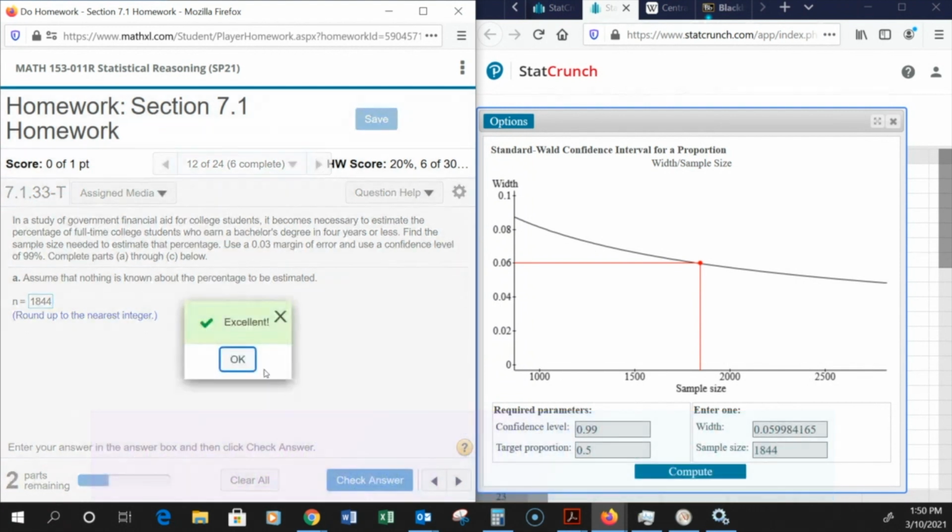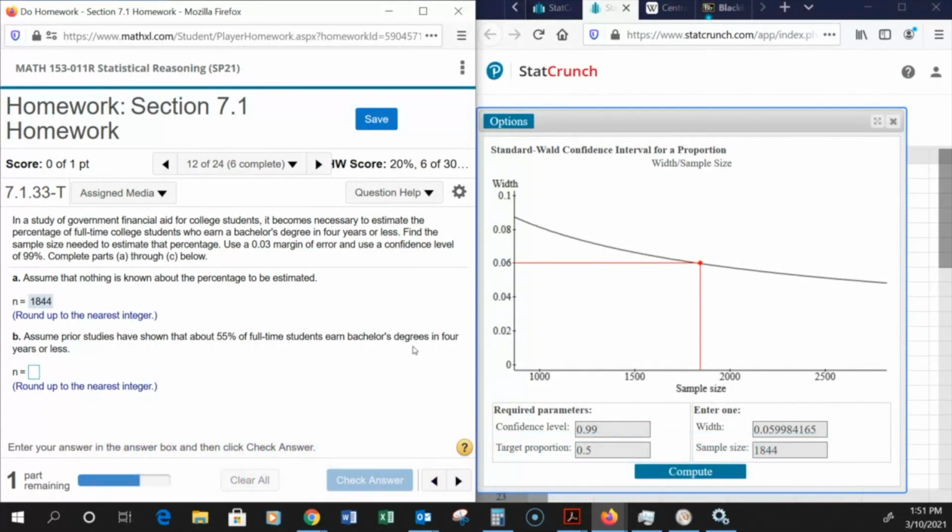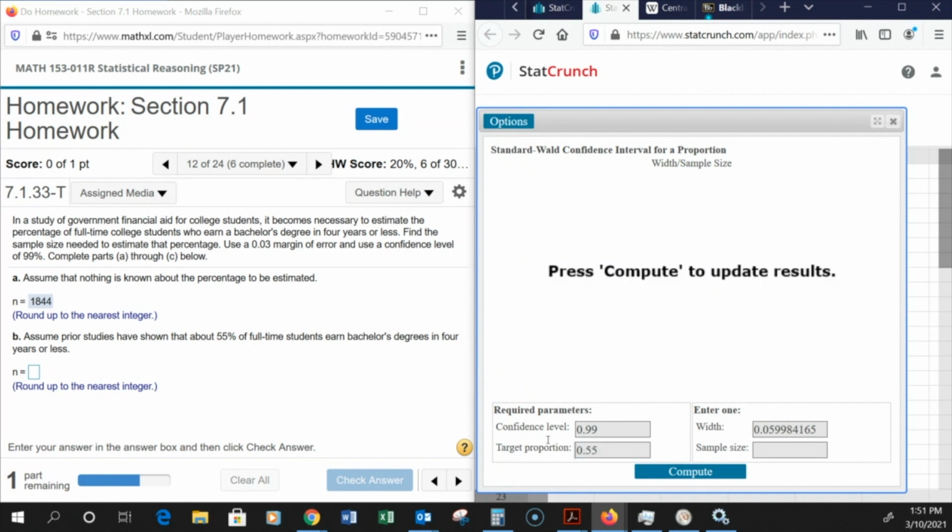1844, great. We'll spend one more minute. Assume that we've done this before, last year, prior studies, 3 years ago. We find that about 55% of full-time students earn bachelor's degrees in 4 years or less. And I'll mention again, remember these numbers are made up. Has nothing to do with you, has nothing to do with reality. But if we happen to know that 55% is the value we found before, then our target proportion is that 55%, 0.55. We have to adjust our width. It's twice the margin of error that we desire. So 2 times 0.03 is 0.06.